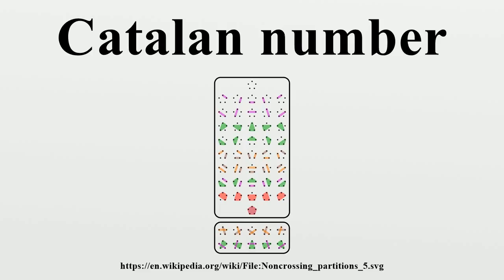History. The Catalan sequence was described in the 18th century by Leonhard Euler, who was interested in the number of different ways of dividing a polygon into triangles. The sequence is named after Eugène Charles Catalan, who discovered the connection to parenthesized expressions during his exploration of the Towers of Hanoi puzzle.